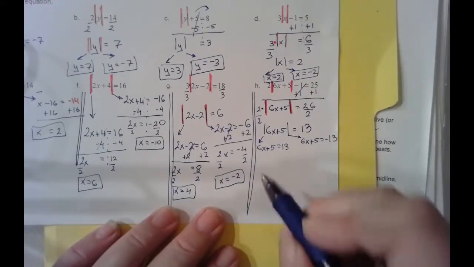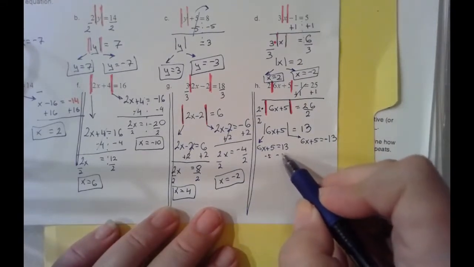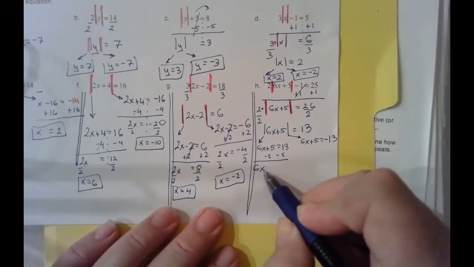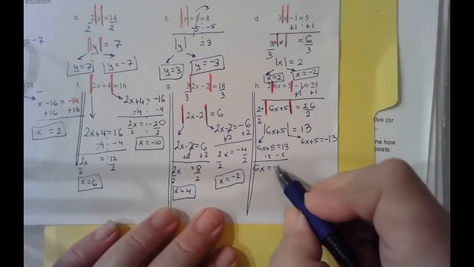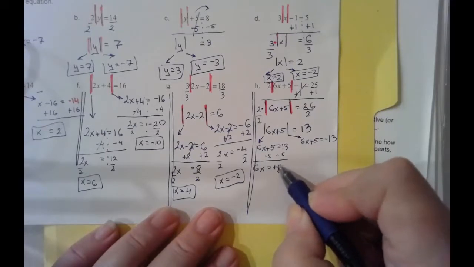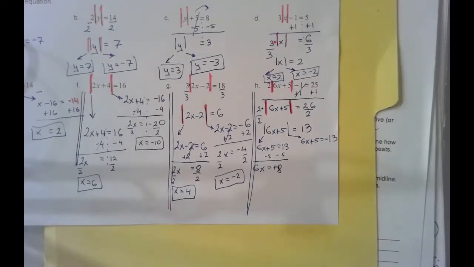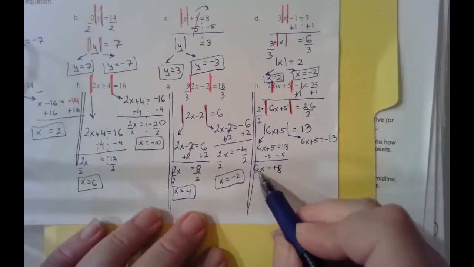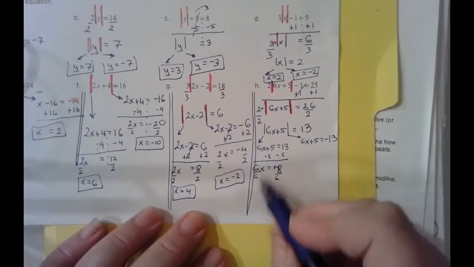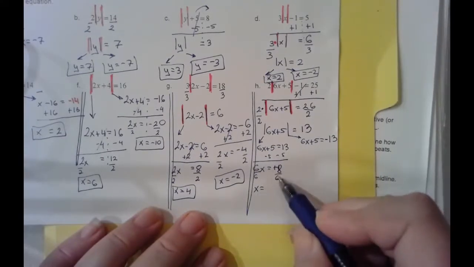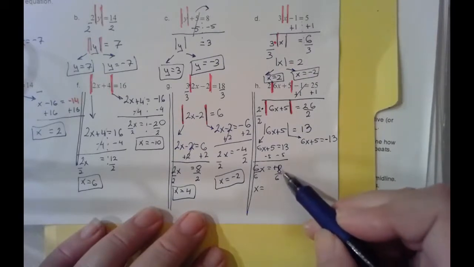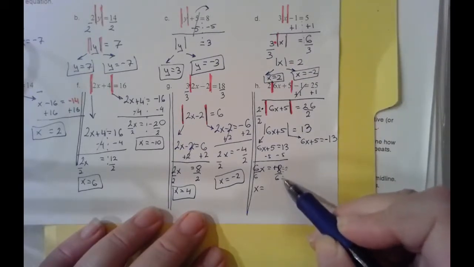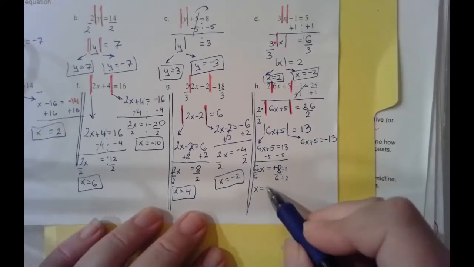So minus 5, minus 5: 6x equals 13 minus 5, which is positive 8. And now I'm going to divide by 6. Notice that I cannot divide 8 by 6 as is, I have to simplify. 8 and 6 can both be divided by 2. So my final answer is 4 over 3.